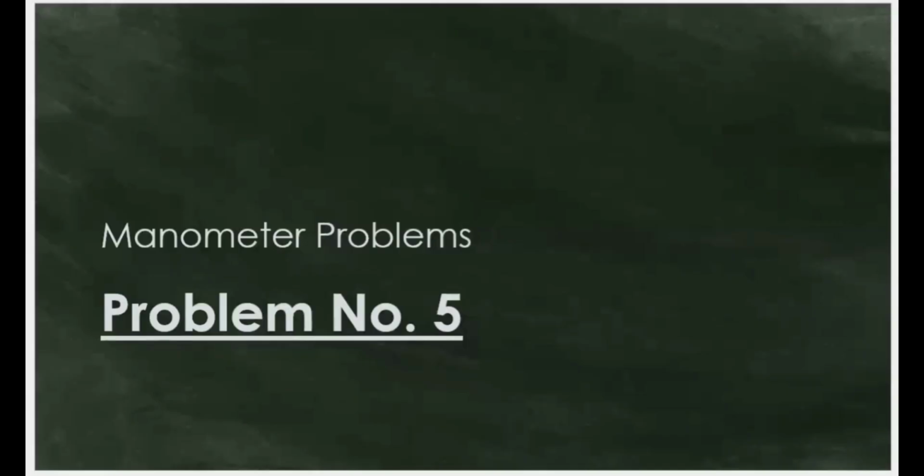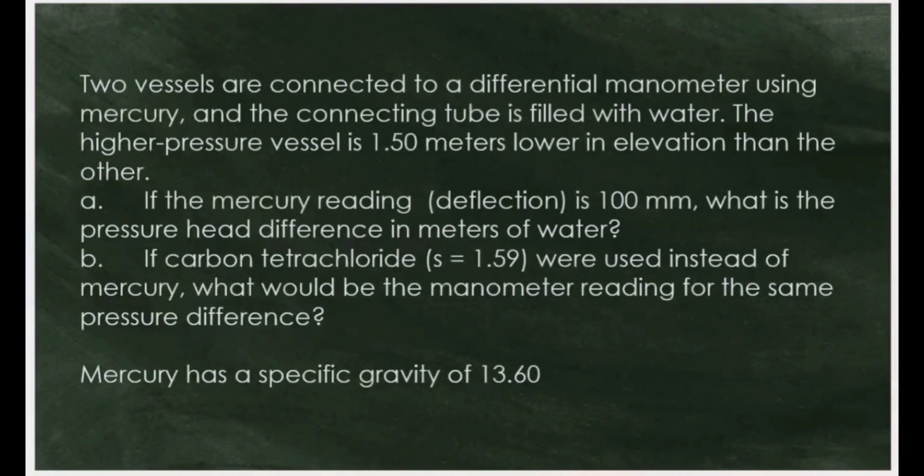Okay, now let's move with our fifth problem. Two vessels are connected to a differential manometer using mercury, and connecting tube is filled with water. The higher pressure vessel is 1.5 meters lower in elevation than the other. So, ang questions ay ito. Letter A, if the mercury reading or deflection is 100 millimeter, what is the pressure head difference in meters of water?